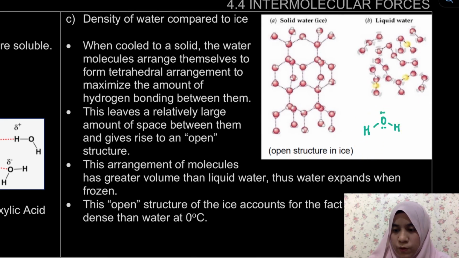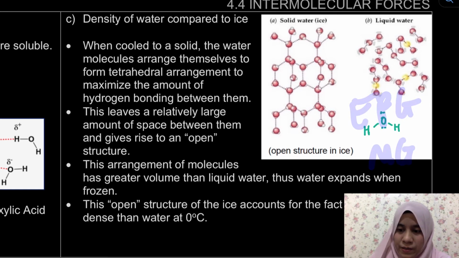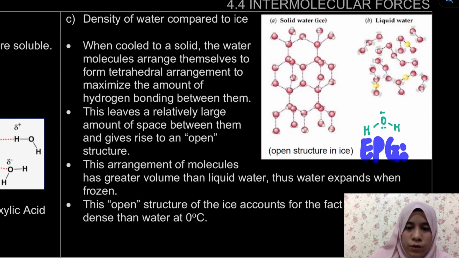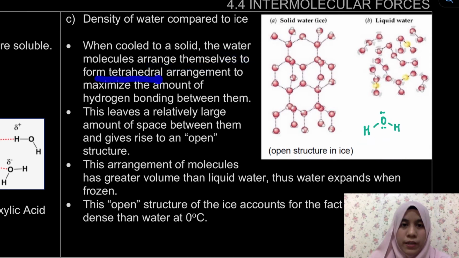Okay, but we know kalau dia punya electron pair geometry, dia sebenarnya adalah tetrahedral kan. So contohnya sini ada 1, 2. But then the bonding pair ni is being replaced with lone pair kan. Originally kalau dia punya electron pair geometry is actually tetrahedral. So that's why the water molecule ni akan arrange themselves to form tetrahedral arrangement. So that's why dia boleh form tetrahedral arrangement.